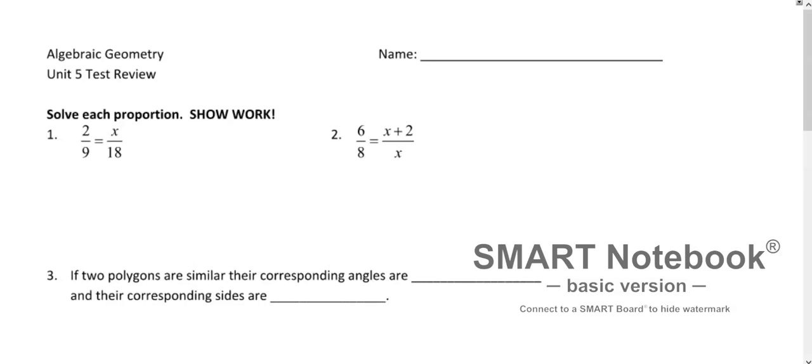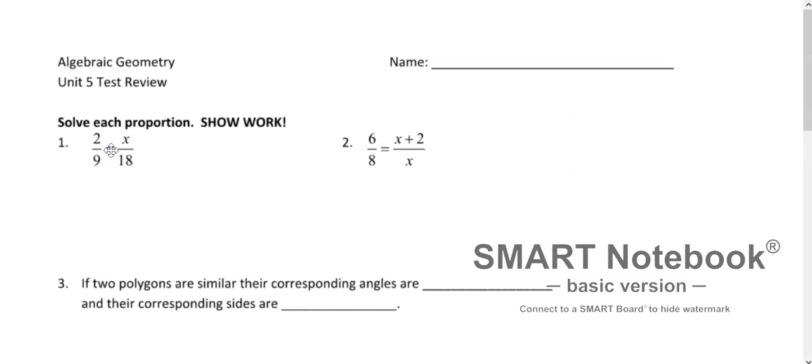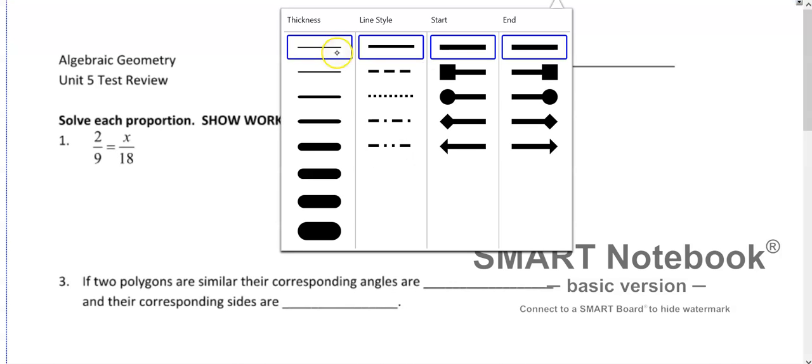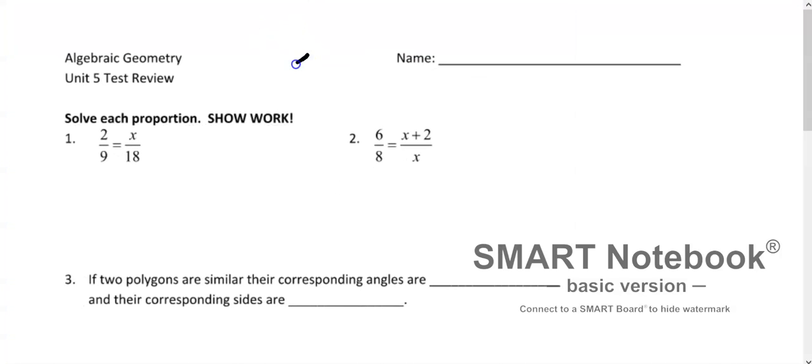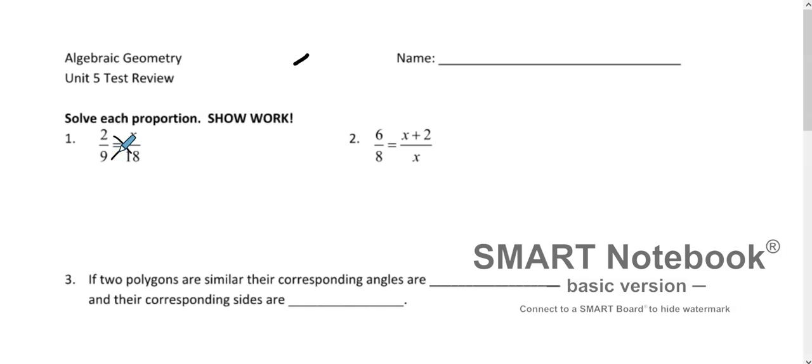All right, so review for Unit 5 test. Solve for portions. All we're going to do here is cross multiply. So we're going to multiply 2 times 18 and 9 times x. So 9x equals 2 times 18. 9x equals 36. Divide by 9, x equals 4. All right, that's your answer. X is 4.